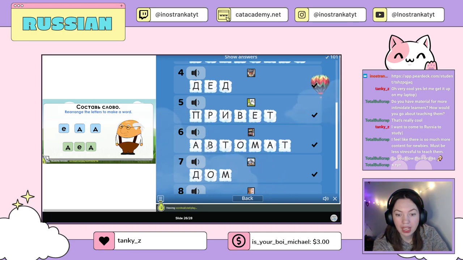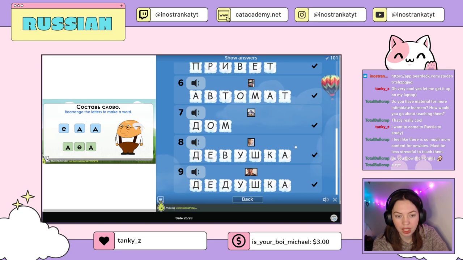Next one, автомат. Т. Consonant, so it is masculine, он. Next one, дом. М. Again, ends with a consonant, so it is он, masculine.